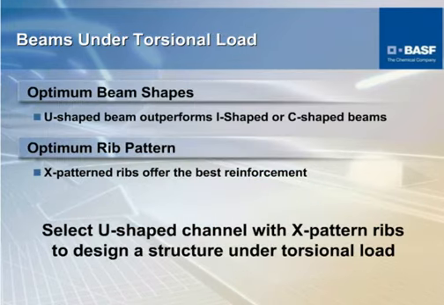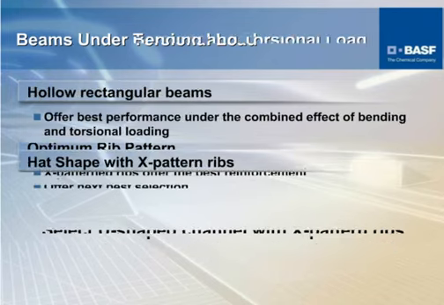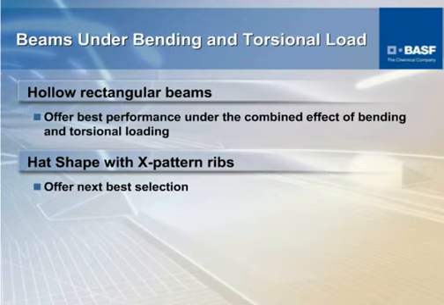This is just summarizing what we just talked about. The optimal shape, again, is the U-shape, and the I and the C channel are not that far behind. And the best rib pattern for torsion is going to be the X pattern. So when you have beams that are under both the bending and torsional load, the hollow rectangular beams offer the best combination of that. If you can't do that from a molding standpoint, which a lot of times you can't, another alternative will be the hat shape with X pattern ribs.